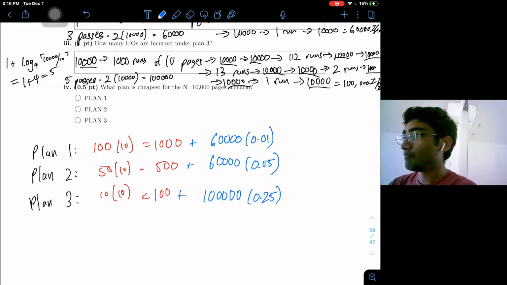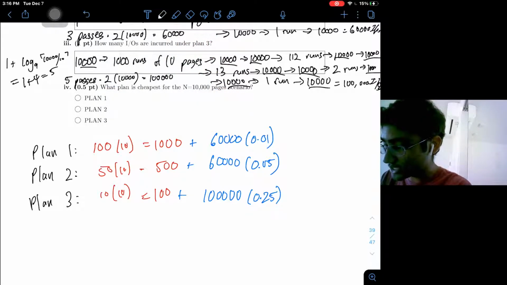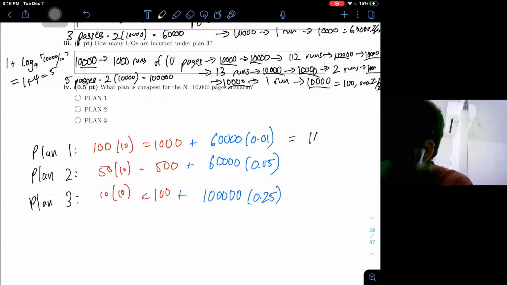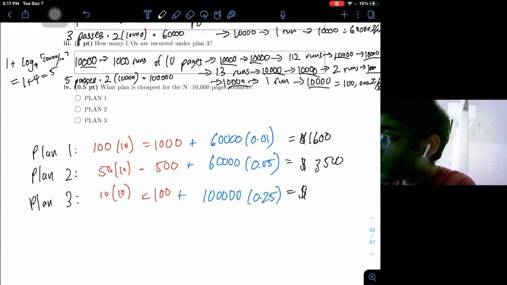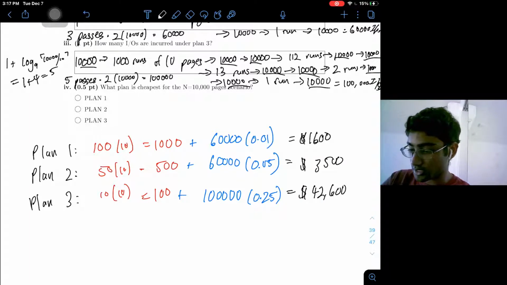And so because of that, when we calculate the cost for each of these, we'll see that plan 1 is vastly superior because its IO cost is much smaller. So for plan 1, the cost was $1,600. For plan 2, the cost was $3,500. And then for plan 3, the cost was $42,600, I believe. So we can see that pretty handily plan 1 is the cheapest in this case.